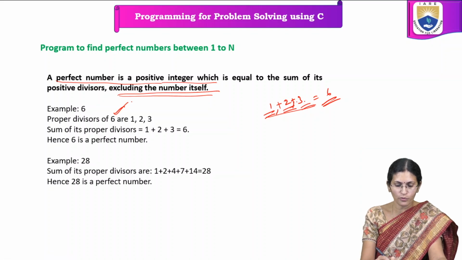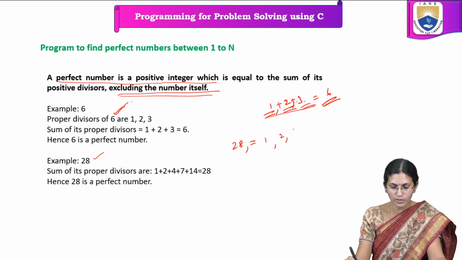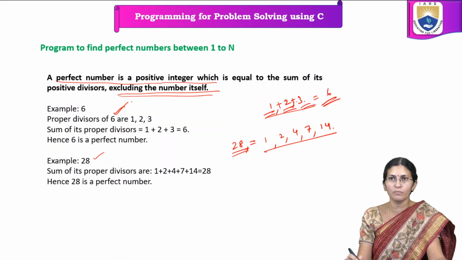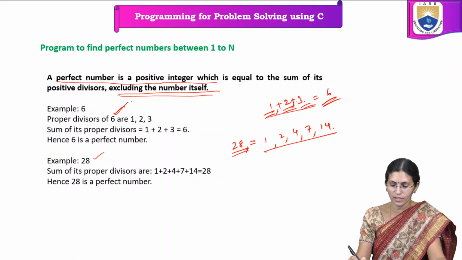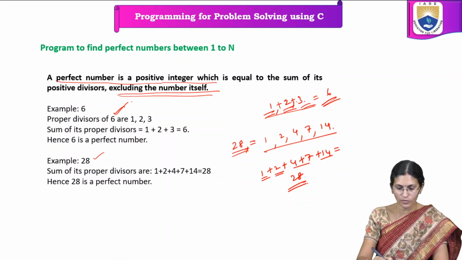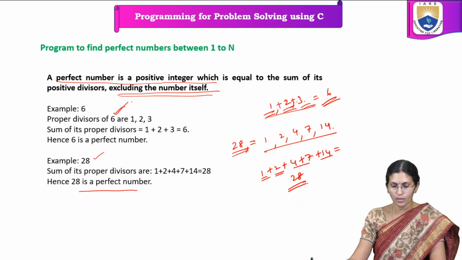So for example, consider another number, 28. The divisors of 28 are 1, 2, 4, 7 and 14. So 28 is divisible by 1, 2, 4, 7 and 14. If you add them, 1 plus 2 plus 4 plus 7 plus 14, you will get the answer as 28. 14 plus 14 is 28. So hence you can say that 28 is a perfect number.